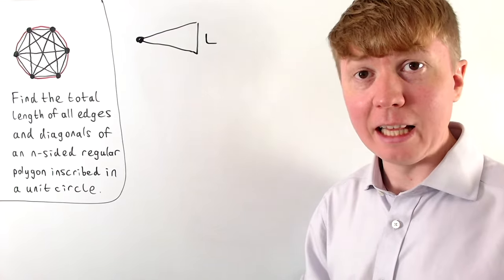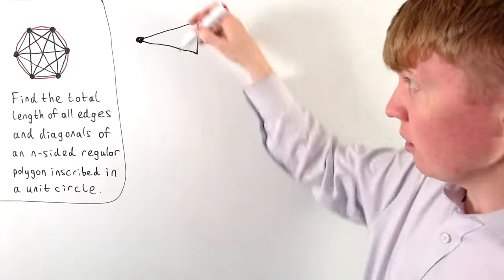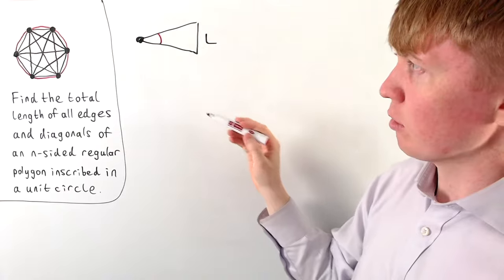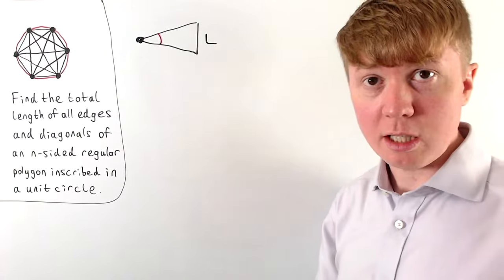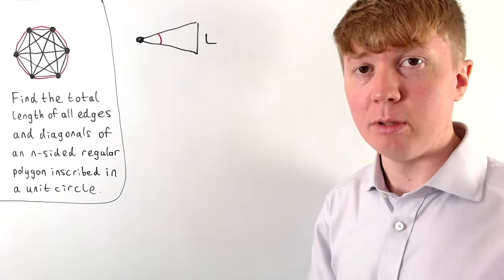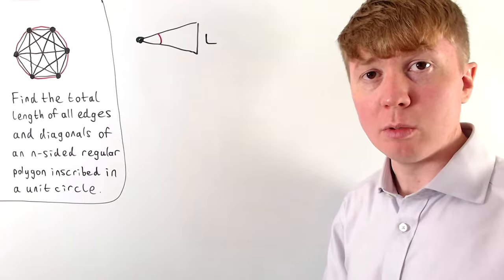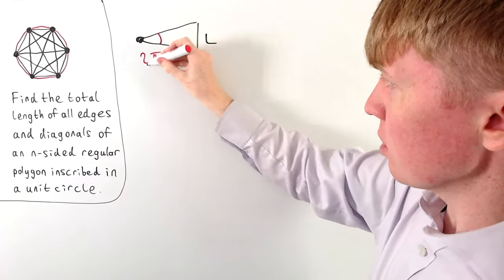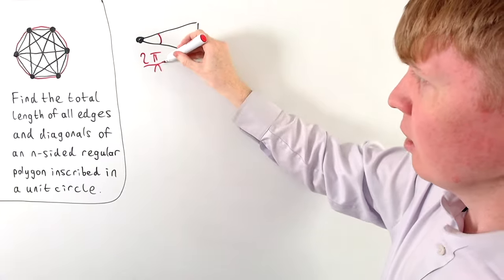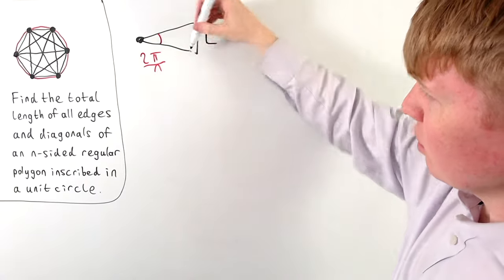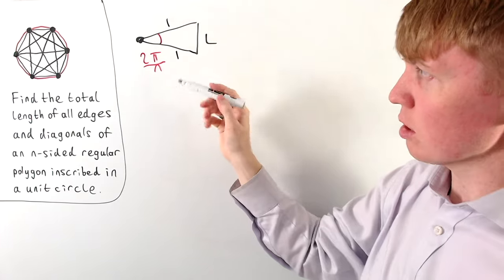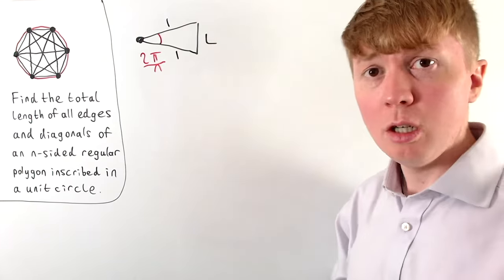Let's call this L. And we can work out what this angle is in the centre here because we've just got n sides repeating round, so a total of 360 degrees divided by n will be this angle, or in radians it'll be 2 pi radians divided by n. So this angle here is 2 pi over n, and then we can also see that each of these sides here is just going to be the radius of the circle. So because it's the unit circle, we've just got 1 and 1.